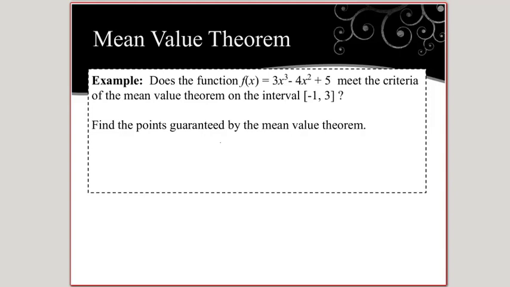Let's try this example. Does the function 3x to the third minus 4x squared plus 5 meet the criteria of the mean value theorem on the interval -1 to 3? Well, let's check a couple things. Is it continuous? Yes, it's a polynomial. And then is it differentiable on the open interval -1 to 3? Well, yes, again, because polynomials are differentiable everywhere. So it looks like we meet the criteria, and we don't need the function values at the endpoints to be the same. What we need to do, though, is calculate the slope of the line between the endpoints. So I'm just going to plug that into our y2 minus y1, or f of b minus f of a, all over x2 minus x1, or b minus a.